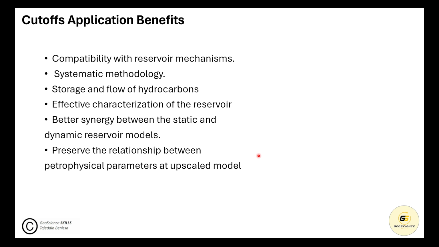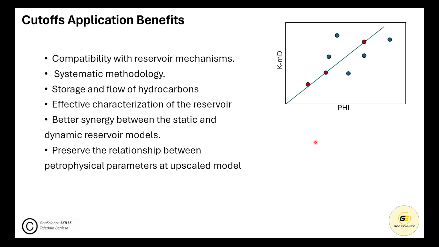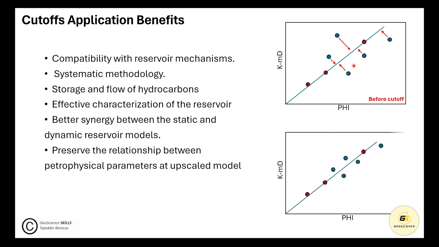Cutoff values also preserve the relationship between petrophysical parameters at the upscaled model. In model scale, cutoff preserves the relationship between petrophysical data and the parameters at the upscaled model grid and reduces bias in the model between raw data and upscaled. So cutoff works on reducing the bias between the petrophysical data and upscaled in the 3D static model.